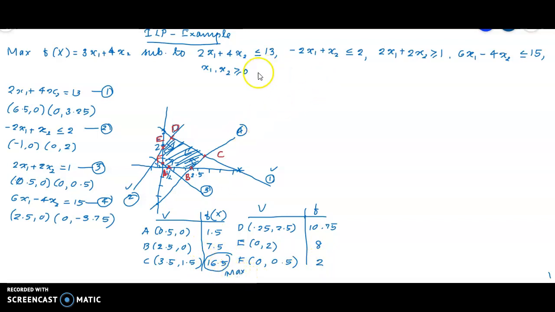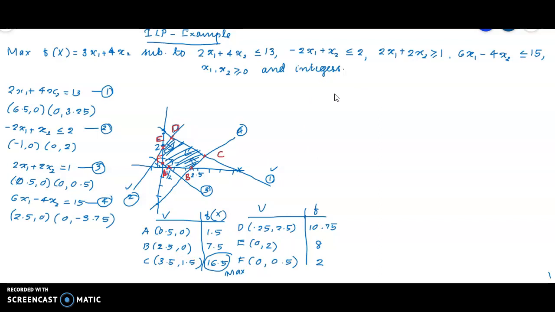Now x1, x2 greater than or equal to 0 and integers. If we add the integer restriction, we get the corresponding ILP. For solving the ILP, x1, x2 should be integers. Leaving the integer restriction, we have solved the problem graphically and obtained maximum equal to 16.5. But this is not the solution for the integer linear programming problem. If x1 and x2 must be integers, here x1 equal to 3.5, x2 equal to 1.5.